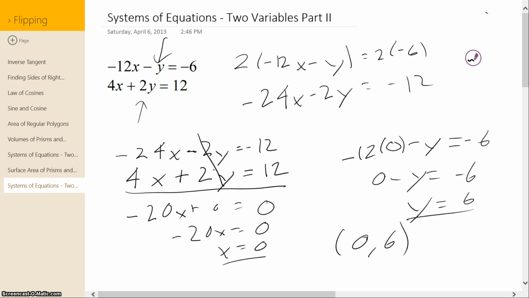And if we plugged it in up here, it would work, because 0 plus 2 times 6 will equal 12, and 0 minus 6 will give us negative 6. Alright, that's the elimination method.